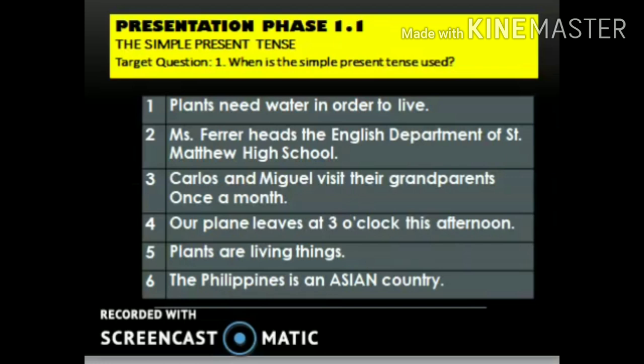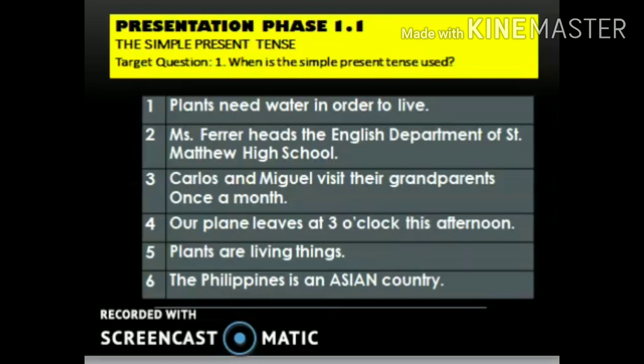Let us study sentences 5 and 6. These sentences do not express actions of their subject. Instead, they express present conditions, or conditions that exist at present. Notice that the singular subject, the Philippines, is followed by is, while the plural subject, plants, is followed by are. These verbs, is and are, are forms of the verb to be.